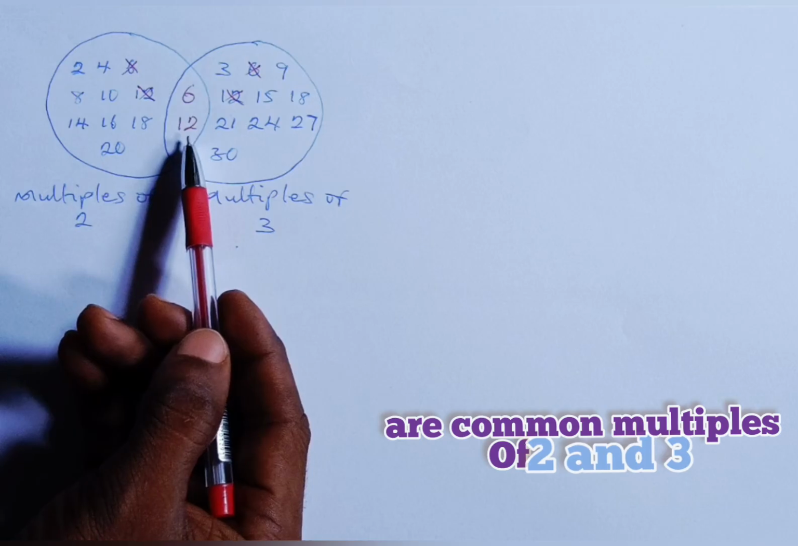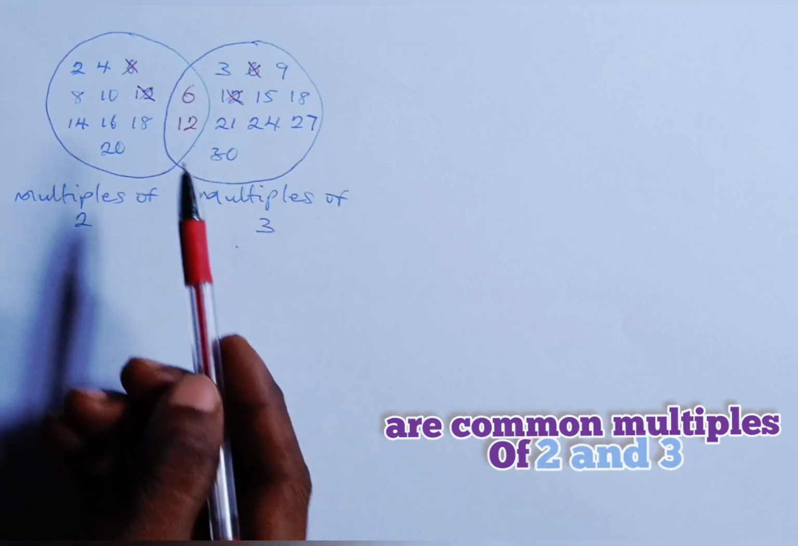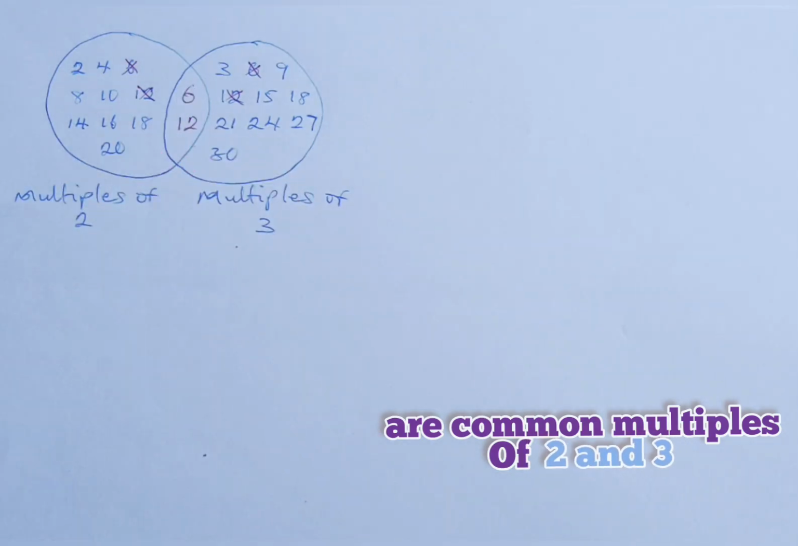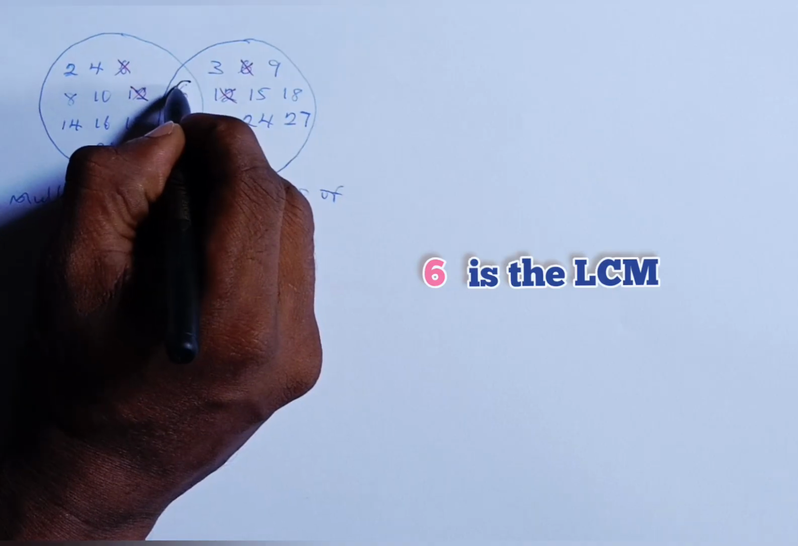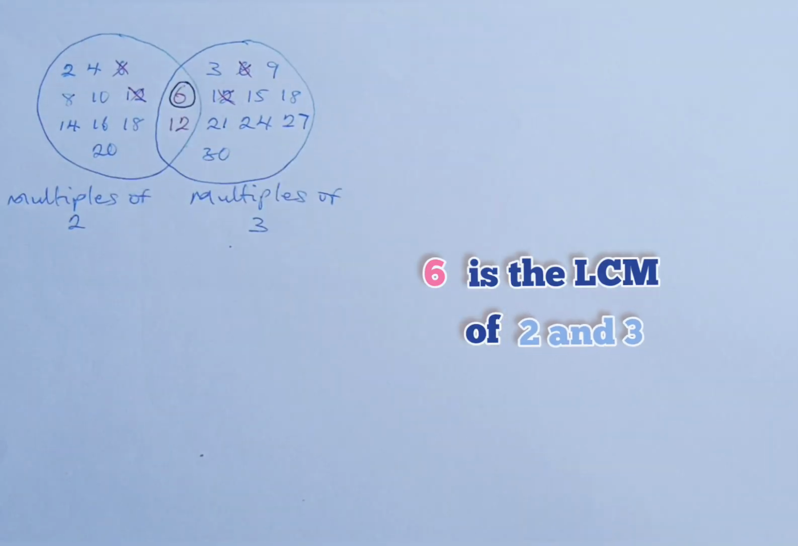Now, among these common multiples of 2 and 3, the lowest one is 6. 6 right here is the lowest one. So we call it the lowest common multiple or least common multiple.